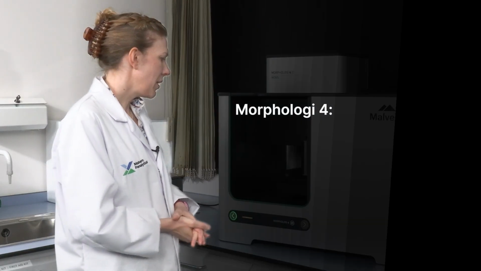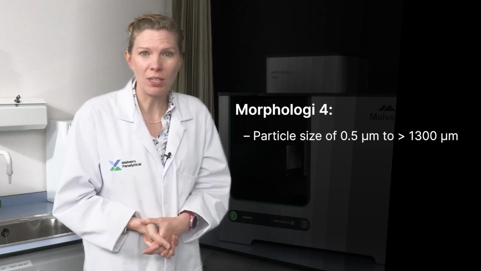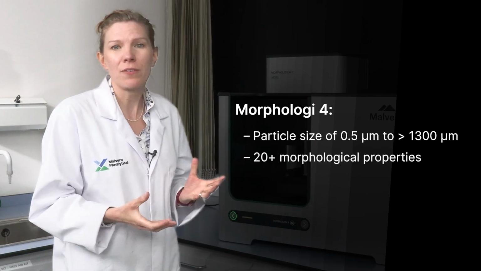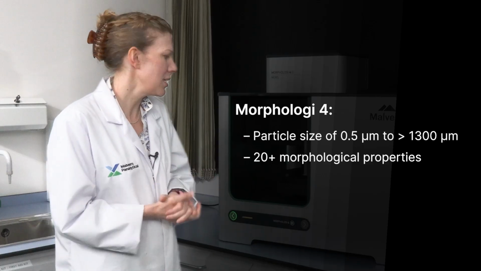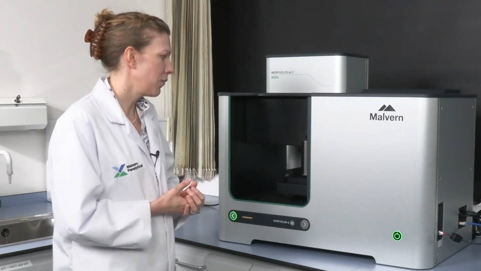So first we're going to take a look at the Morphologi 4, which is a high-resolution static imaging system. So we can look at size of particles down to less than a micron, and we can use over 20 different morphological properties to fully characterize those powders. It's really important because the size and shape of particles can affect how they interact together. So it can affect everything from flow and processability.